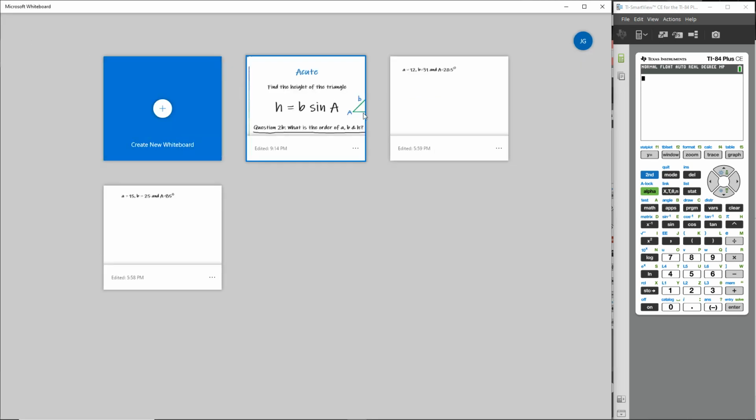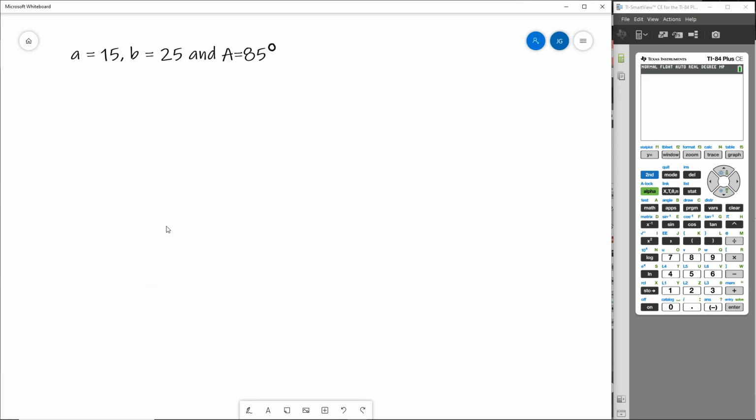So I'm going to go through a couple of problems here and show you how we're going to do them. So here's my first example. I'm told that I have the lengths of two sides, A and B, and I know the measure of angle A. Based on this, I know that this is acute. So since it's acute, I have to figure out what H is going to be equal to.